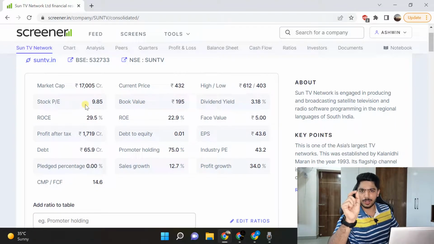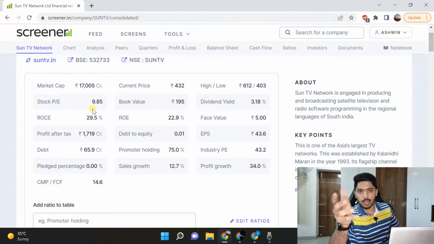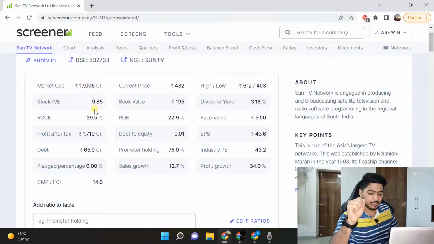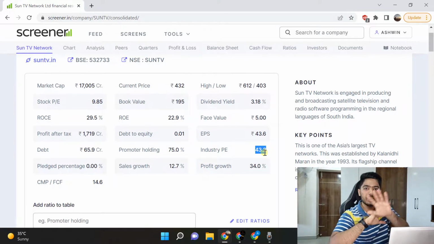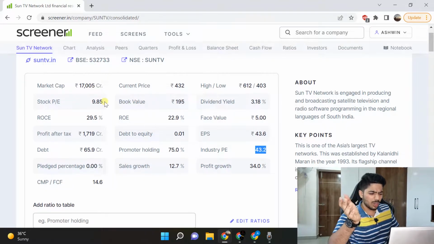Then stock PE is the price to earnings ratio. It is an indicator to check whether the current price of that stock is overpriced, underpriced, or fairly priced. See, the PE of this Sun TV is lower than the industry PE. That is 3.2. Industry is the cumulative average of all the media companies in India. It is about 1/4 or 1/5 of the industry PE.